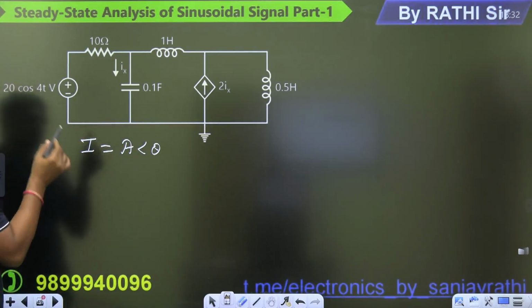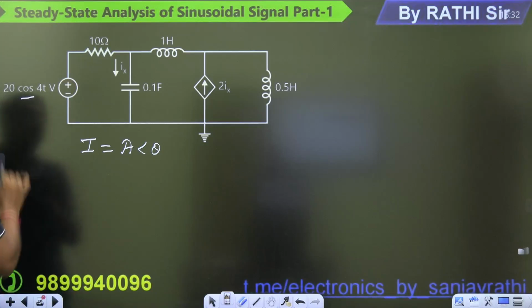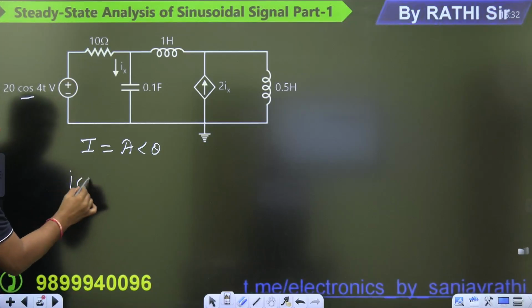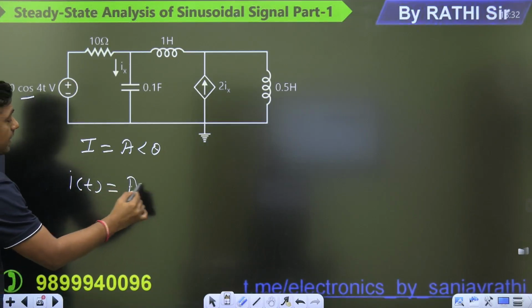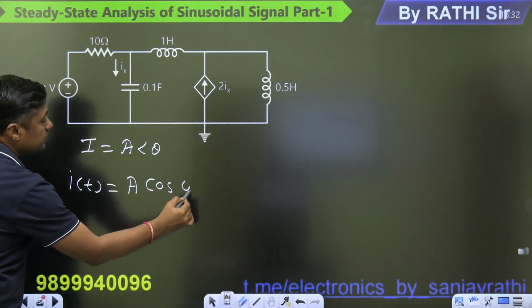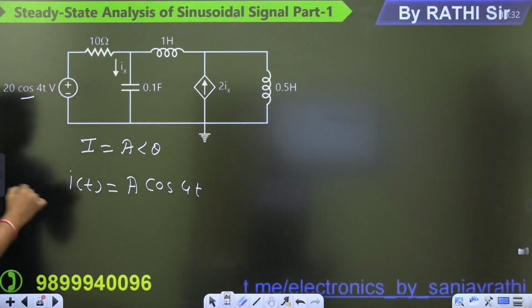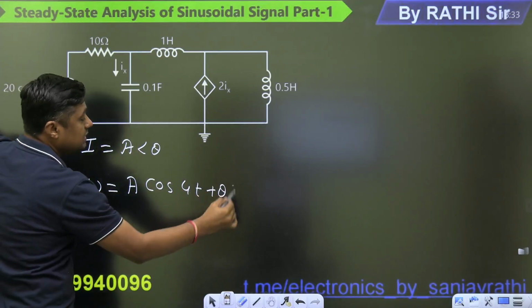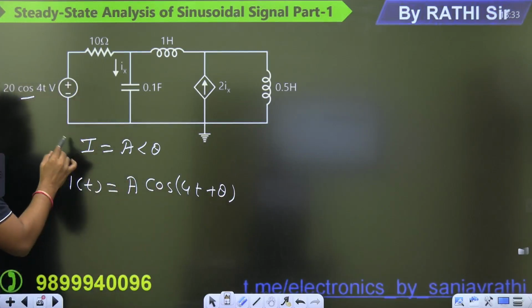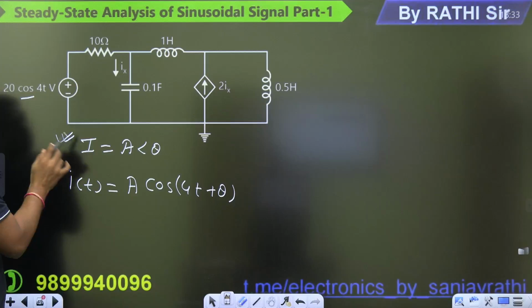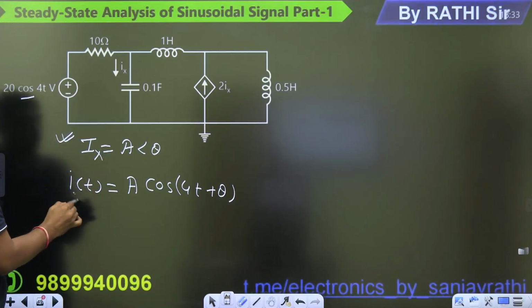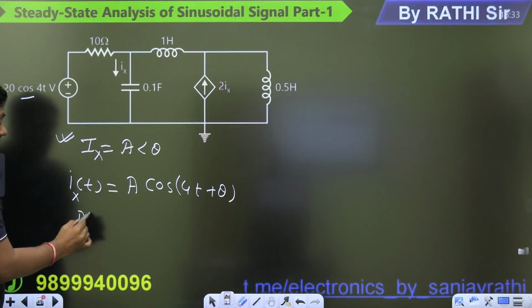Then remember what the reference cosine is and that omega is 4. So the answer in time domain will become A cos(4t + theta). That will be the answer in time domain, and this is in frequency domain. So first get the value of Ix in frequency domain, then you can convert it into time domain, and that will be the answer.